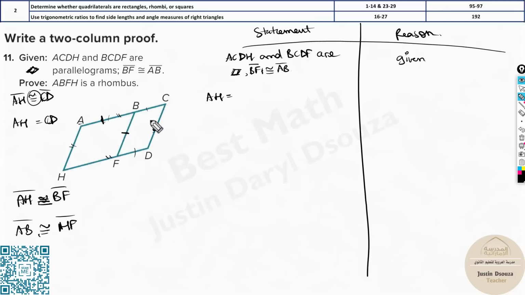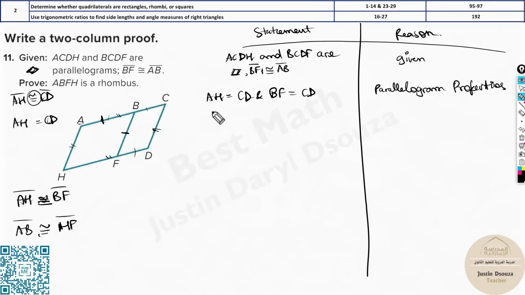Now it's just understood here. I'm sure even if you write like this, the teacher will give you full marks because it's understandable. Now AH is equal to CD. And what else? This BF is equal to CD. Why? Because it's a parallelogram. Parallelogram properties. You can write your own reasons. I'm writing my own properties.